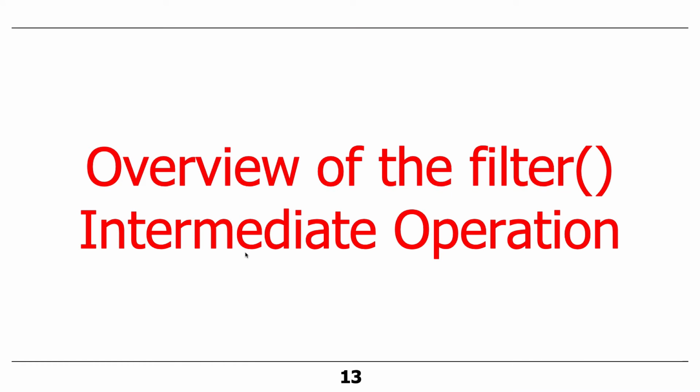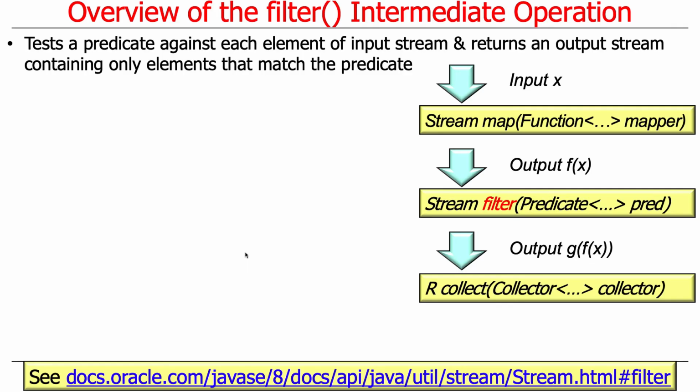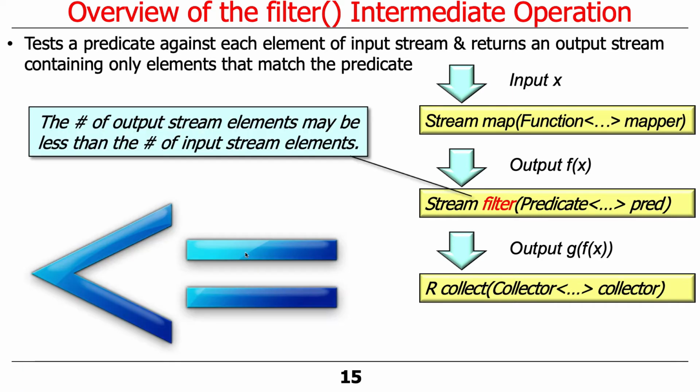The next thing we have is the filter intermediate operation. Filter tests a predicate against each element of an input stream and returns an output stream containing only the elements that match the predicate. So this is a little bit different from map, and it's different in a couple of different ways, as we're going to see here. Probably the most important difference between map and filter is that the number of elements in the output stream for filter could be less than the number of input elements if it doesn't pass the filter, obviously. If everything matched, then of course you'll get back the same number, but that's not always the case, and in fact that's the point of filter.